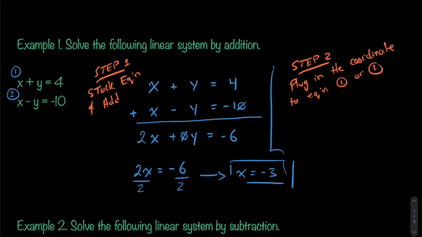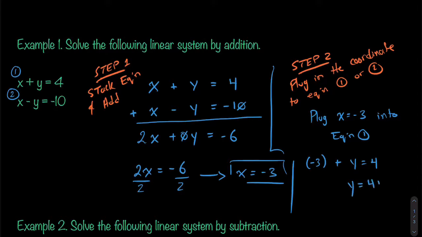So let's kind of split this off here. Plug x equals negative 3 into equation 1. And what are we going to get? Well, x is negative 3, I'm going to put that in brackets, plus y equals 4. Negative 3 plus y equals 4. Well, how can we get this negative 3 out of here? We can add it, right? And we get y equals 4 plus 3, and y is 7.